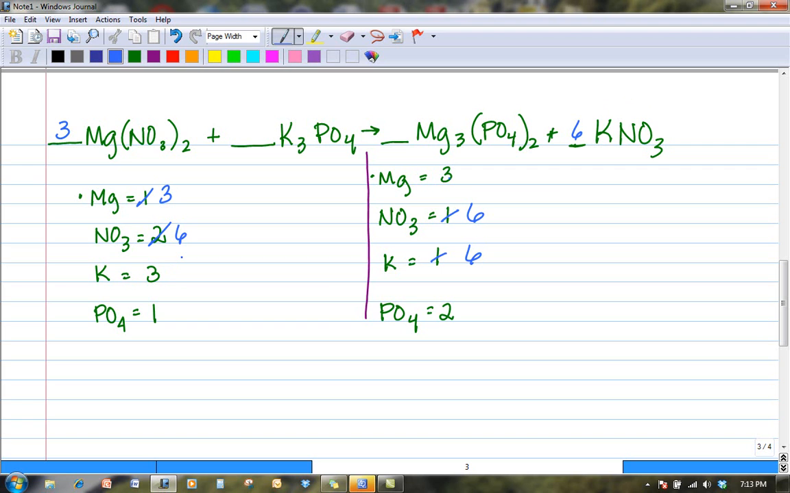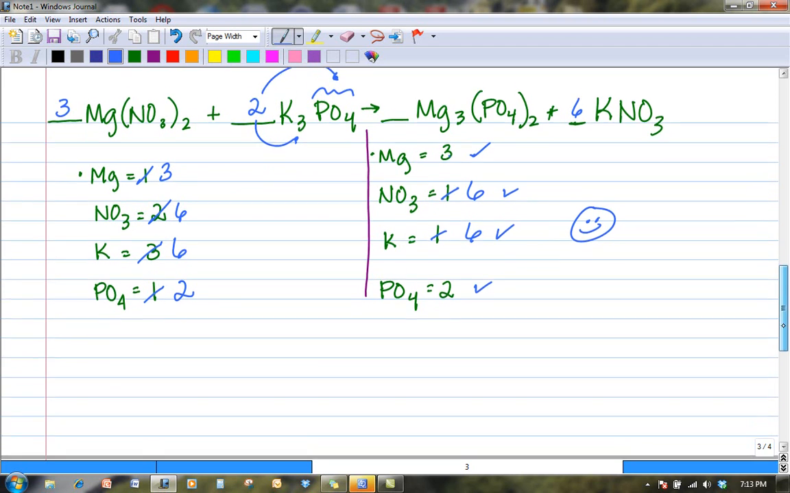So that means that I have 6 potassiums on the product side as well. But if I look, my potassium on the reactant side is only 3. So I'm going to put a 2 here for the coefficient. And in doing that, I have 2 times 3 is 6 potassiums. And the 2 is going to distribute to my phosphate, which is PO4, which means that I have 2 of those now as well. Oh, and look, I'm balanced. 3 magnesiums on each side, 6 nitrates on each side, 6 potassiums on each side, and 2 phosphates on each side. This is now a balanced equation.